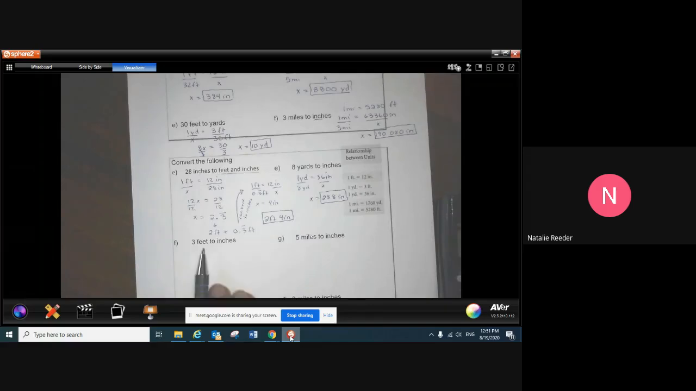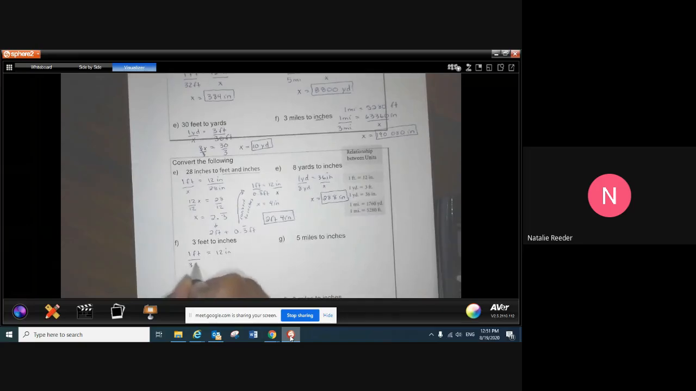Now, 3 feet to inches. Well, feet to inches, we again need the conversion factor that has feet to inches. Let's write that down. 1 foot is equal to 12 inches. We put feet under feet, so the 3 feet goes there, and I want to know how many inches that's equivalent to. Cross multiply, x times 1 is x, and 12 times 3 is 36. So 36 inches is your answer.